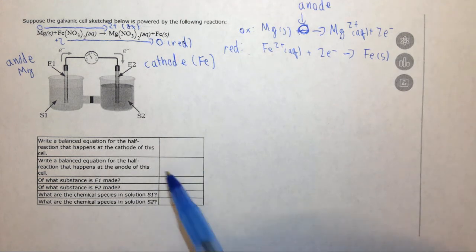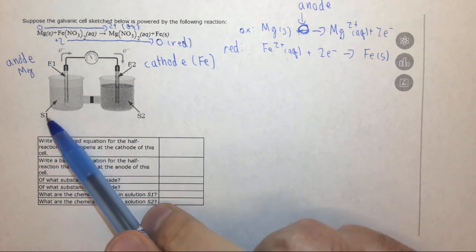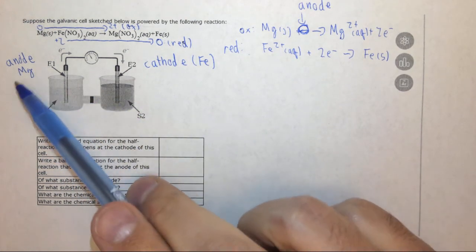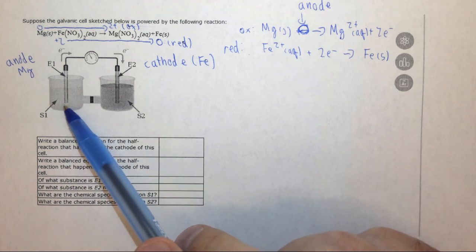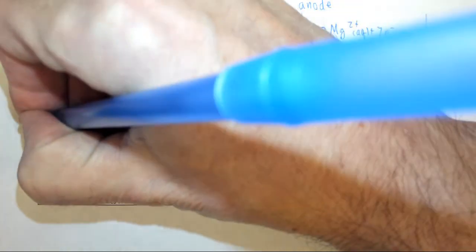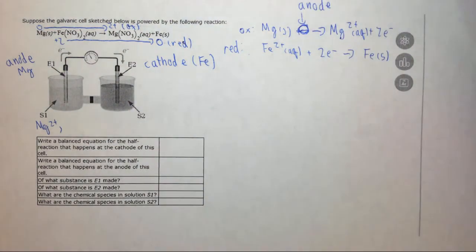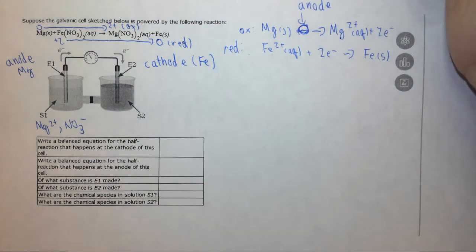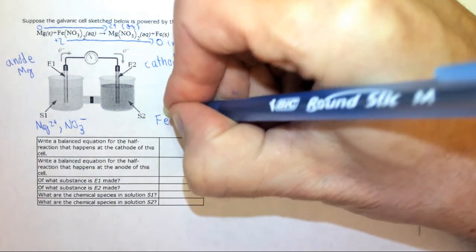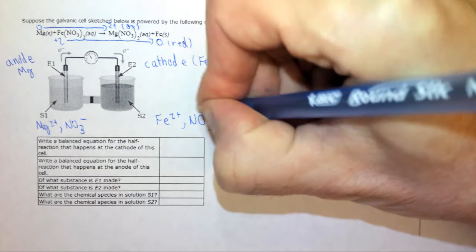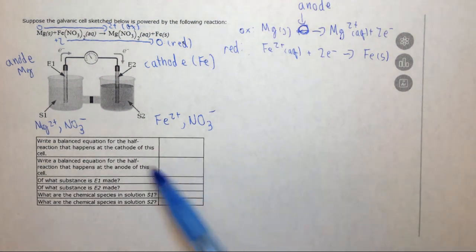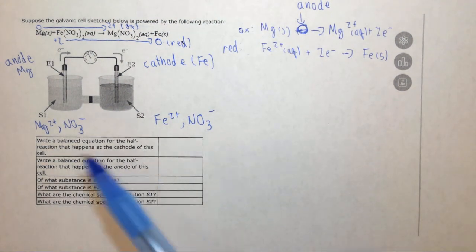The only thing left to identify is what is the solution, S1 and S2. Well, these things are in a solution of their own metal salts. So S1 is made up of Mg2 plus, and in this case, the counterion is NO3 minus. And S2 is made up of Fe2 plus, and the same counterion, NO3 minus. So this is essentially what we have going on here.